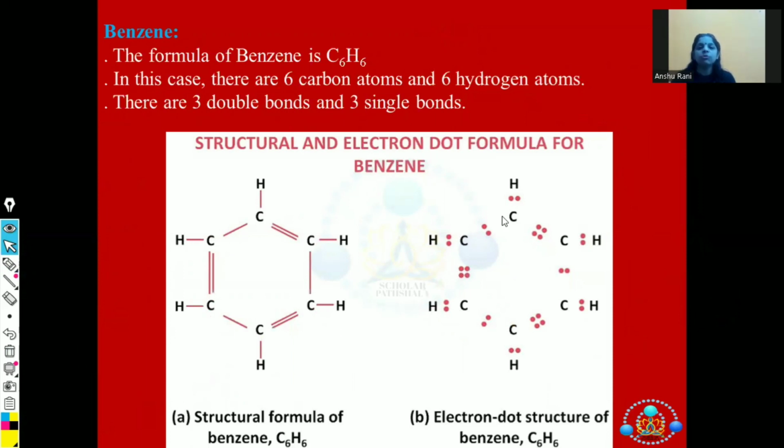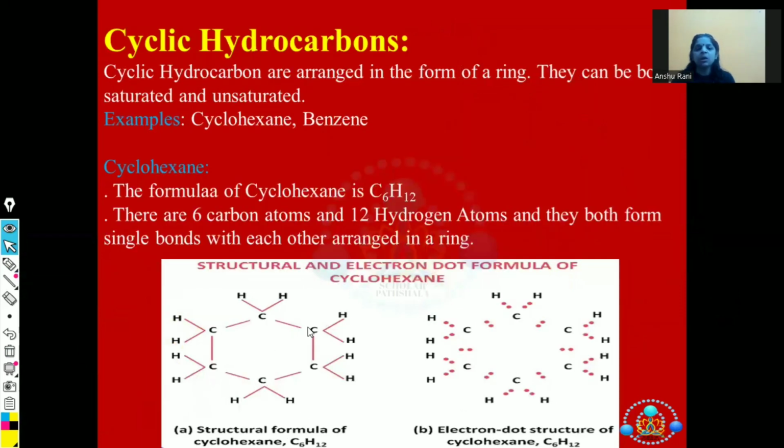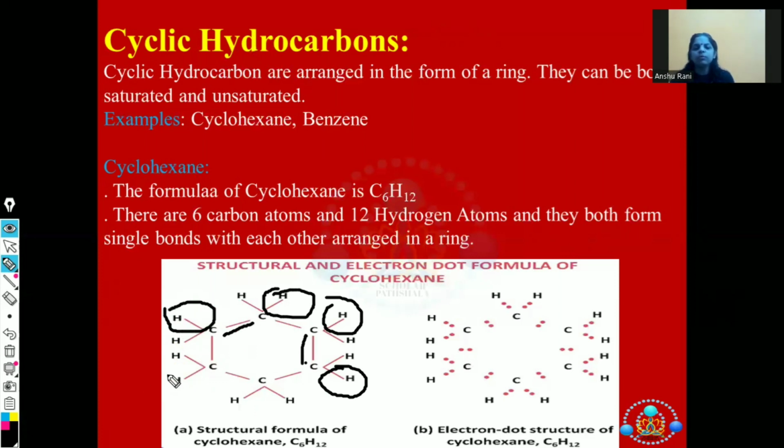How will we reach the structure of benzene? See, we had the structure of cyclohexane. If you remove hydrogen atoms one by one, say, this hydrogen atom and this hydrogen atom, if you remove both, then they will get one double bond here. Similarly, if 2 more hydrogen atoms are removed, then one double bond will be generated here. If you again remove 2 hydrogen atoms, then one double bond will be generated here. It will lead to the structure of benzene, meaning cyclohexane minus 3H2 will give you the structure of benzene. Let's understand how.